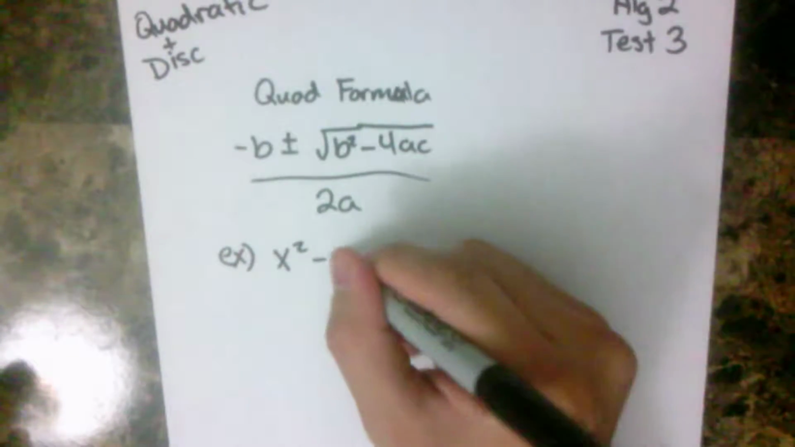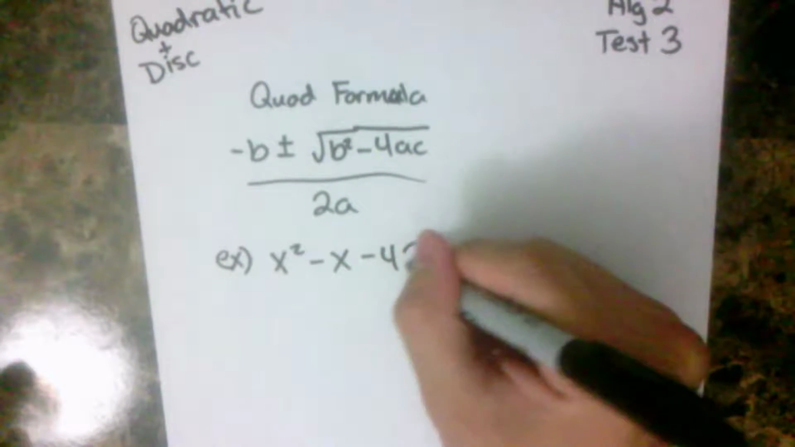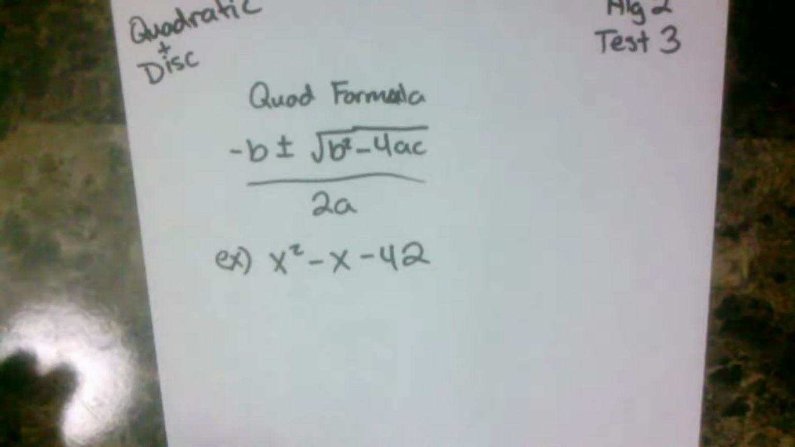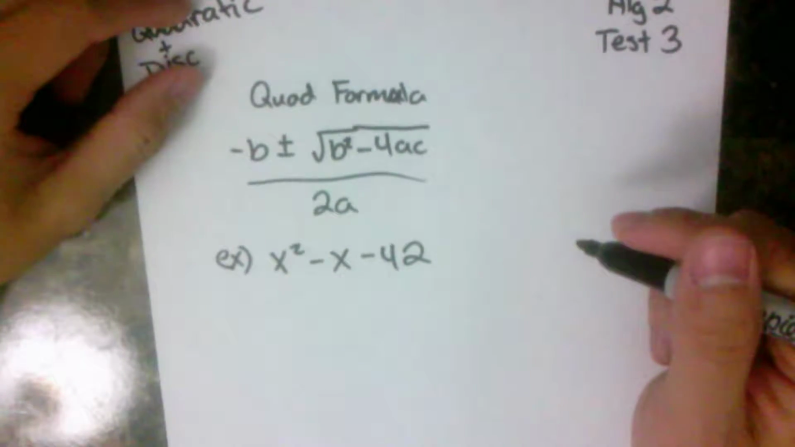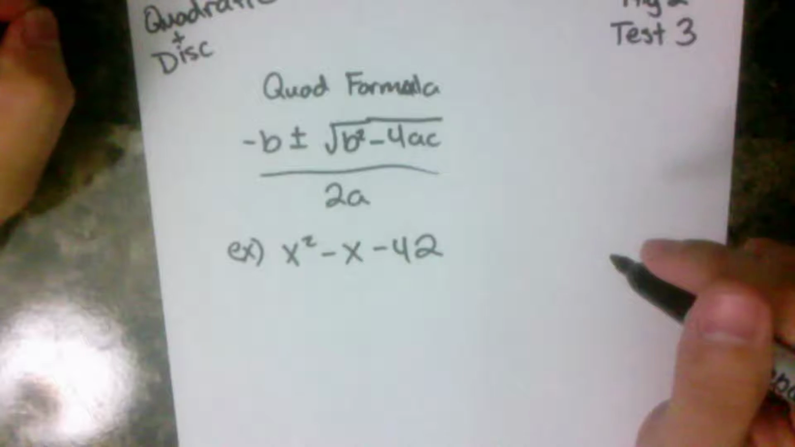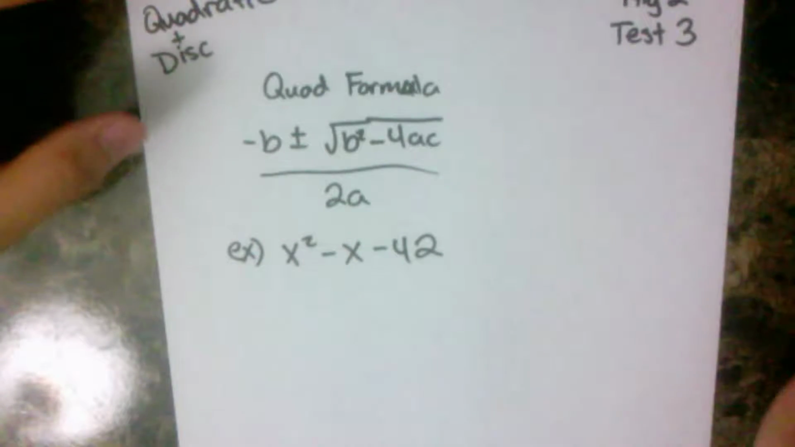x squared minus x minus 42, and we're going to end up with a really pretty answer for this one. So this first example is going to be pretty, and we'll talk about what happens when they're not pretty in a little while. Okay, some of you guys may recognize this. It is from your book, that page 95 assignment.